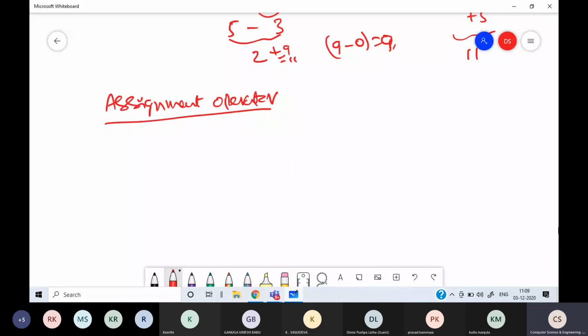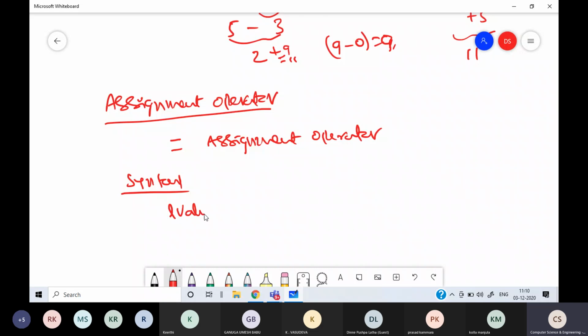Next we will see the assignment operator. It is simple: equals to is the assignment operator. But there are so many concepts involved in the assignment operator. The syntax of the assignment operator is L value equals to R value.